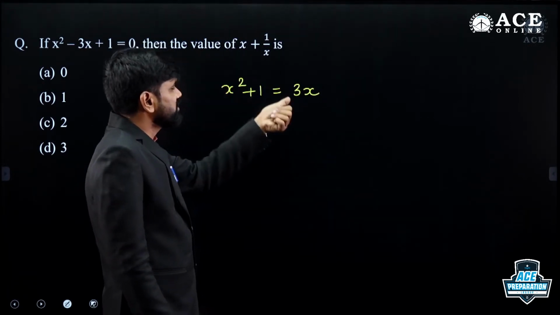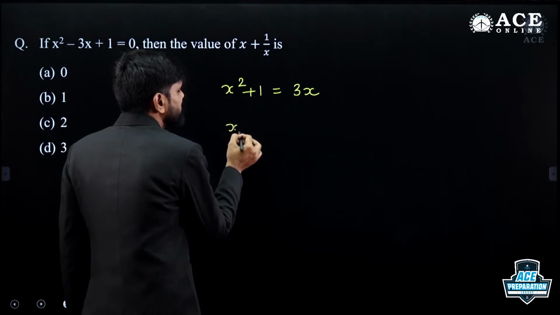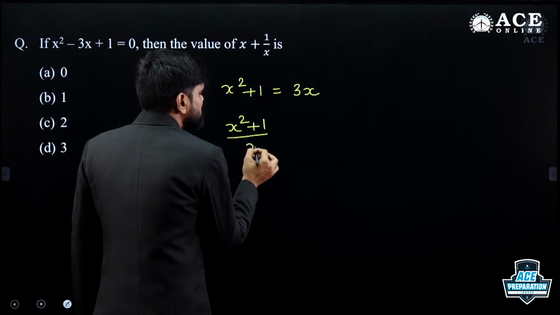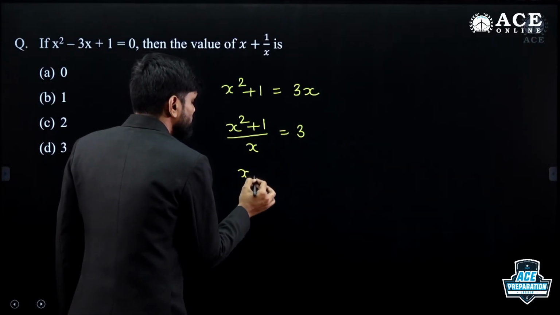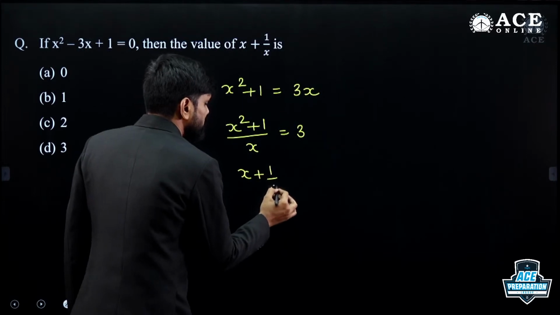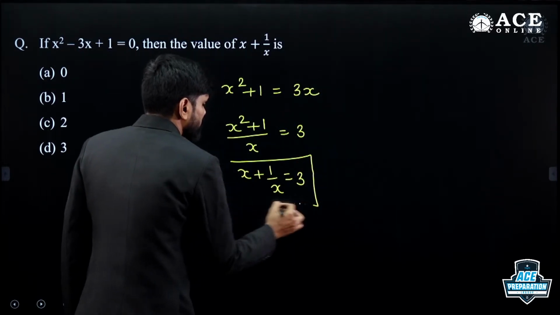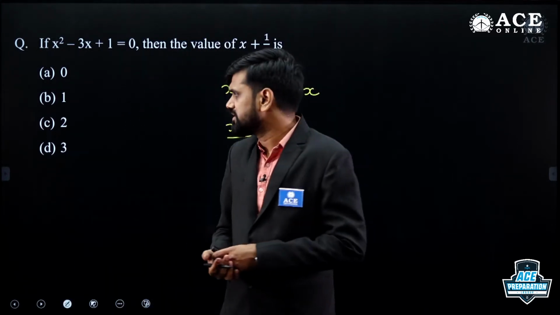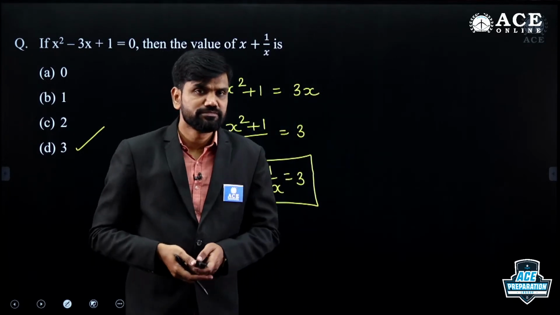x square minus 3x plus 1 equal to 0. Send 3x to the other side. Now you divide both the sides with x. If you are dividing both the sides with x, you will get x square plus 1 by x is equal to 3x by x, that is 3. This gives you x plus 1 by x is equal to 3. So your answer has to be option D. Is that clear?